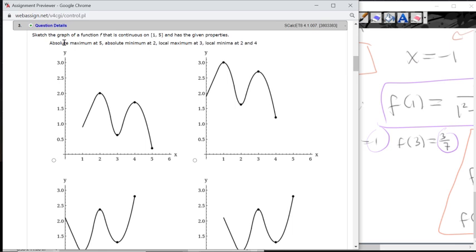But sketch one that has an absolute maximum at 5. So the point where the input x value is 5, the associated y value should be the highest y value on the curve and should be included. An absolute min at 2 should be the lowest y value on the curve. A local maximum at 3, so it can't be higher than the value at 5. But it must be a value whereby either the derivative is equal to 0, so a horizontal tangent line, or the derivative doesn't exist.